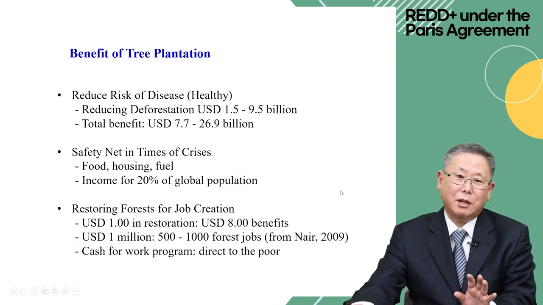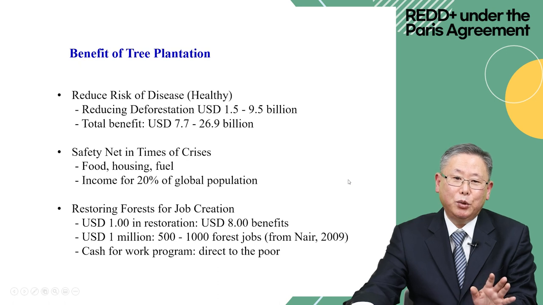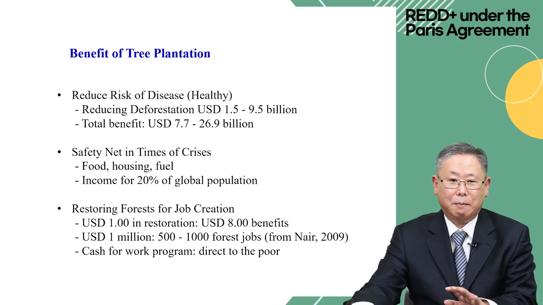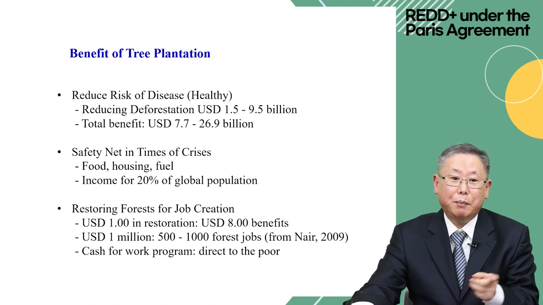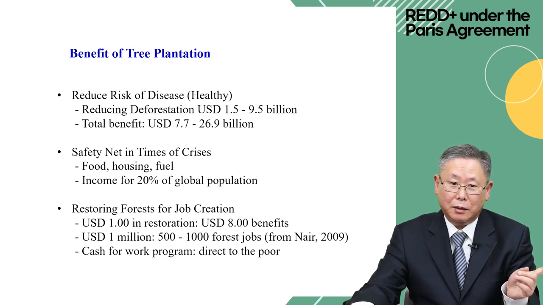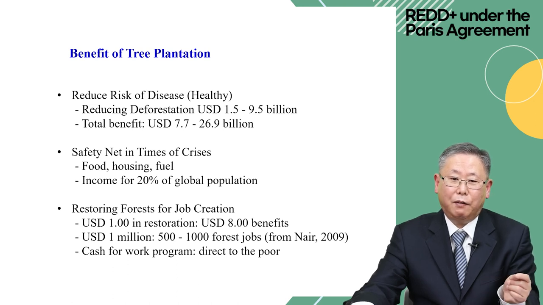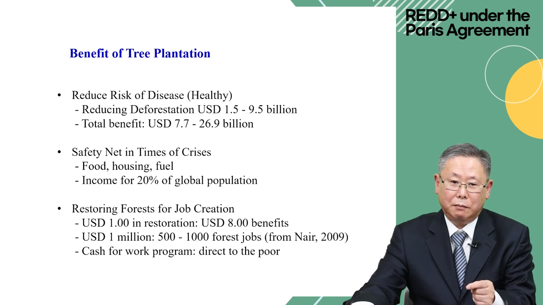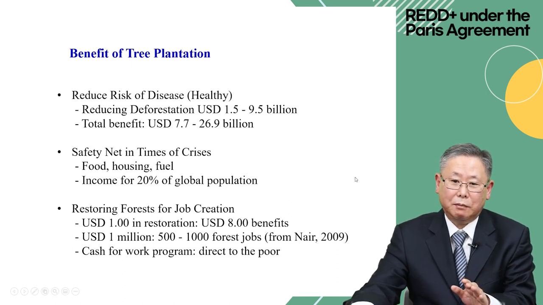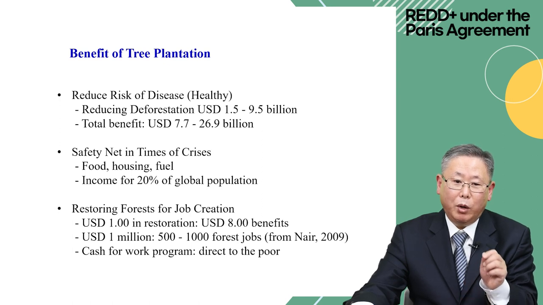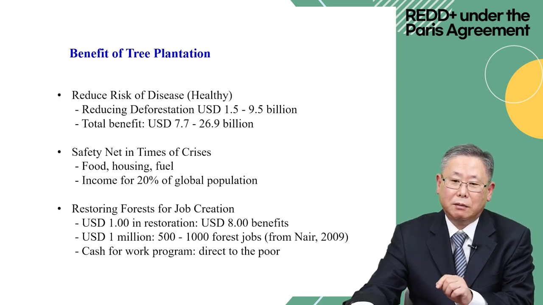Here are some benefits of tree plantation. It reduces the risk of disease and improves health, and there is some calculation of total benefit. It is a safety net in times of crisis, like this time, when people go into the forest. Food, housing, fuels, and income for 20% of the global population are related to forests and trees. Also, restoring forests, meaning planting trees, creates jobs. If you spend $1 on restoration, you will get $8 in return.